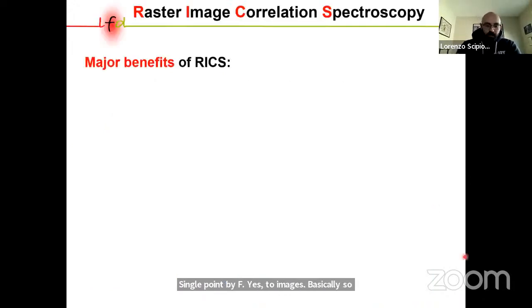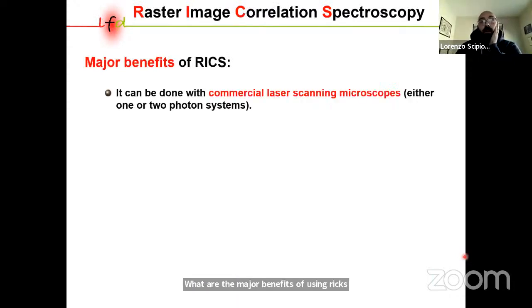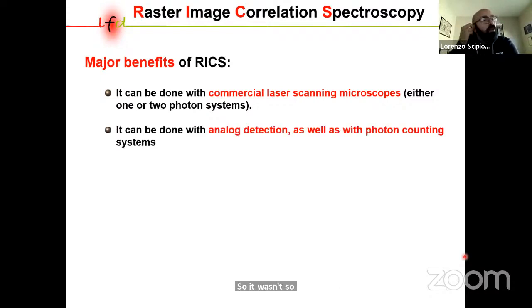So what are the major benefits of using RICS? It can be used on any commercial microscope. This is important because, traditionally, before the coming of RICS, you needed specialized instrumentation to be able to do FCS. So it wasn't so mainstream yet. And it can be done with both analog systems and photon counting systems, as long as you take care of the characteristics of the detector.